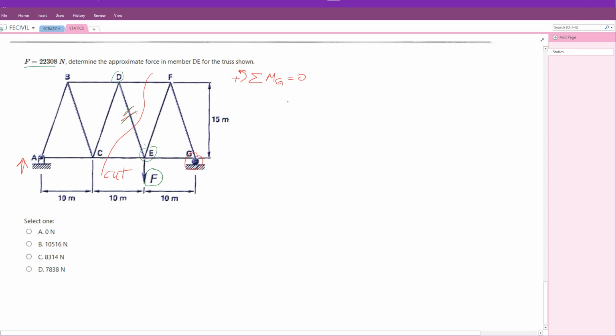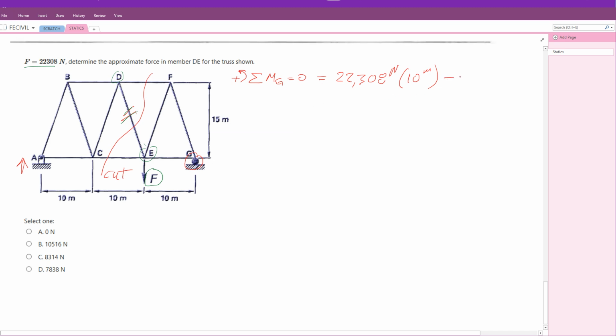So we have a force here going down that's gonna create a positive moment. We're gonna have 2.2308 newtons times the distance. The moment is force times distance. It's gonna be 10 meters. Since this one is creating a counterclockwise moment, that's positive. This one is gonna create a clockwise moment on this point, so this one is gonna be a negative moment. So you can subtract this from there.